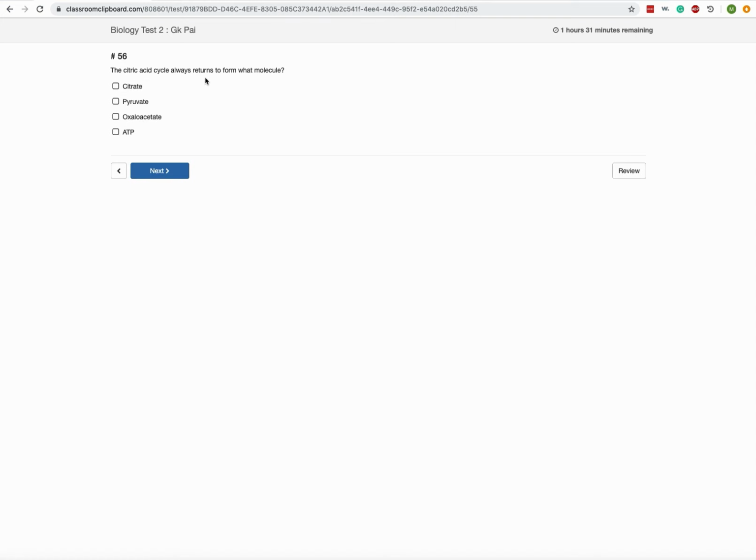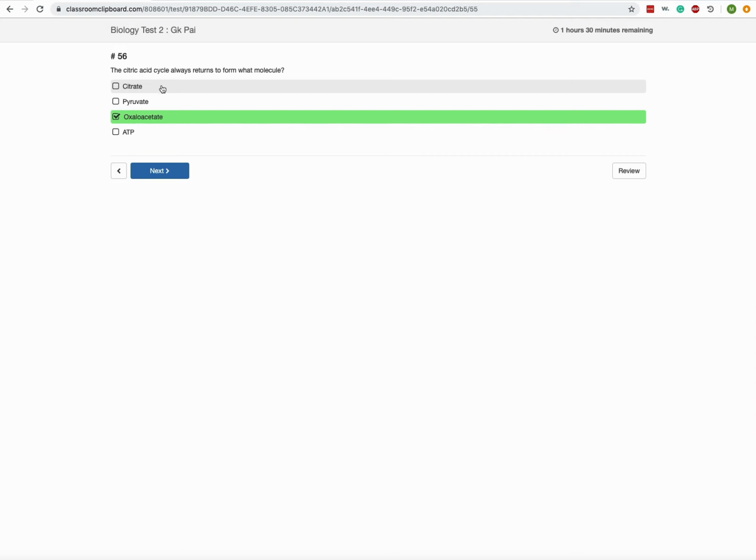The citric acid cycle always returns to form what molecule? Remember, it's a cycle, so it has to come back around. And it actually comes back around to form oxaloacetate. Remember, pyruvate is what goes into the cycle, and it gets converted into citrate, but it all comes back around to oxaloacetate.